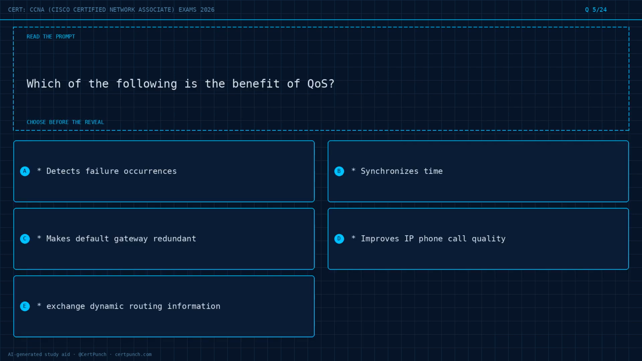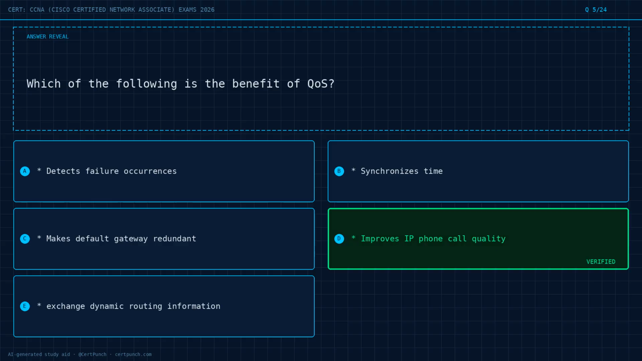Question 5 of 24. Which of the following is the benefit of QoS? Option A, detects failure occurrences. Option B, synchronizes time. Option C, makes default gateway redundant. Option D, improves IP phone call quality. Option E, exchange dynamic routing information. Choose the best answer before the reveal. Commit to it now.